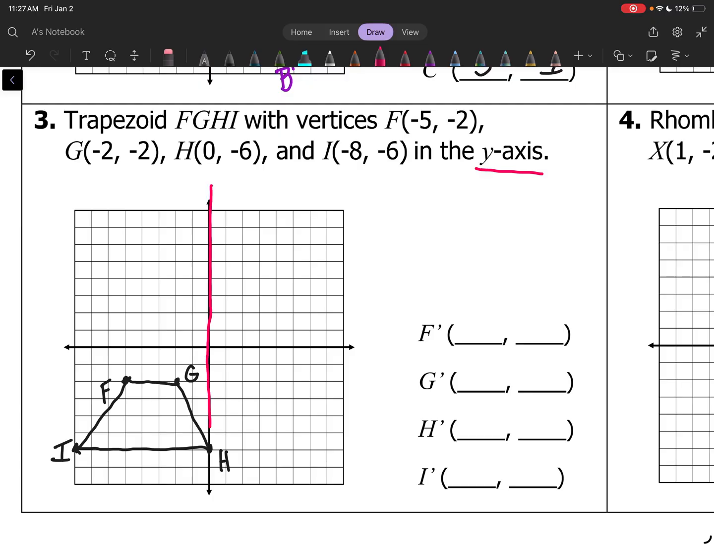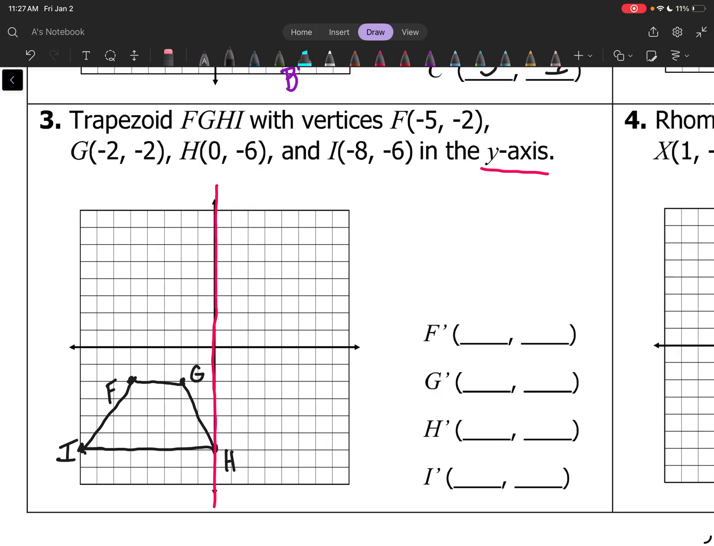Now, as I'm drawing this, I want you to think, if I reflect over the x-axis, flip the sign of the y-coordinate, what will a reflection over the y-axis do? If you said it would change the sign of the x-coordinate, you would be correct. So I'm going to start at my coordinates. This will be positive 5, negative 2. This will be positive 2, negative 2. This will be 0, because 0 is 0 from the y-axis, negative 6, and 8, positive 6.